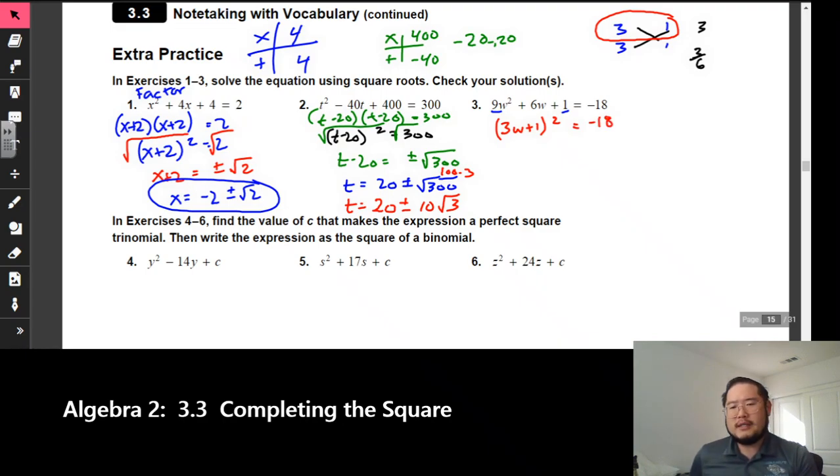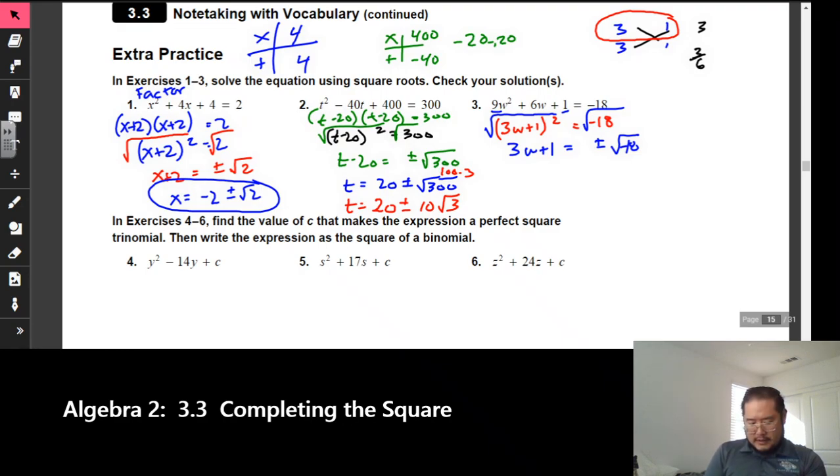And then let's go through the process of simplifying this. To get rid of our exponent, we're going to square root both sides. We have 3w plus 1 is equal to plus or minus rad negative 18. After that, we'll subtract 1 from both sides, so 3w is equal to negative 1 plus or minus rad negative 18. And now, can I simplify this negative 18?